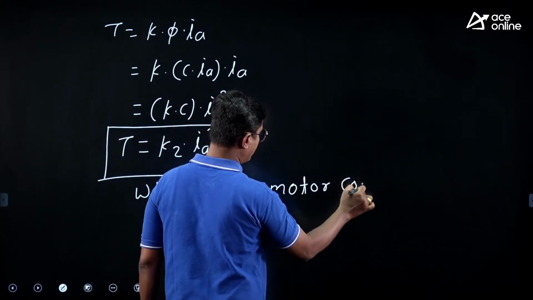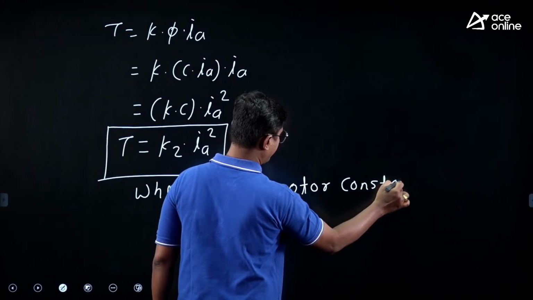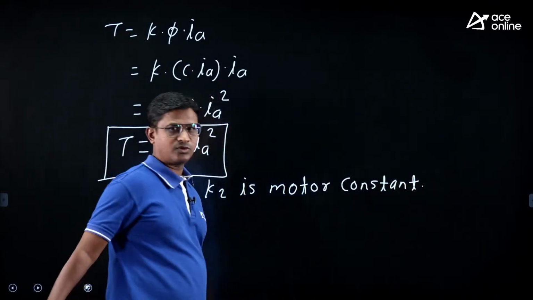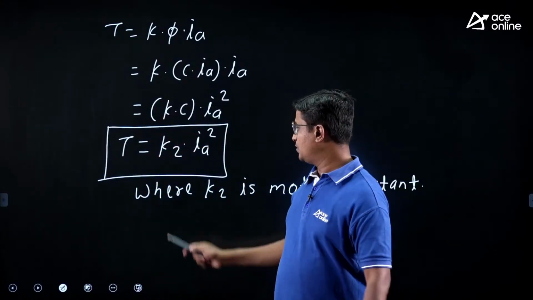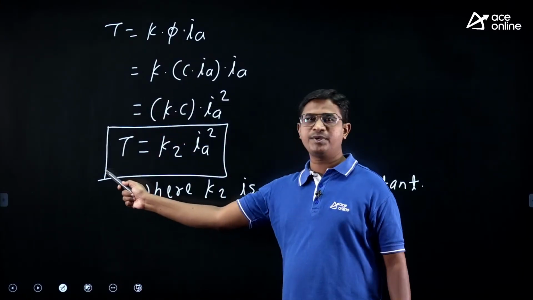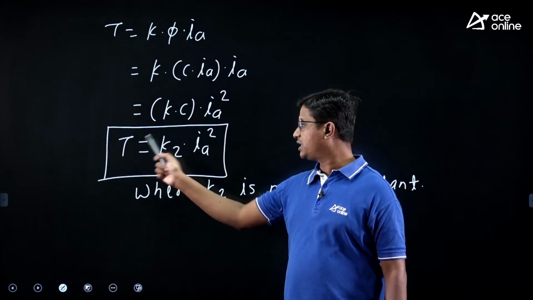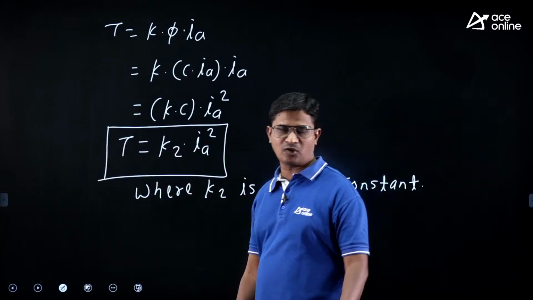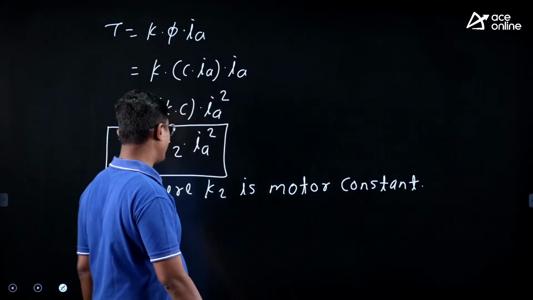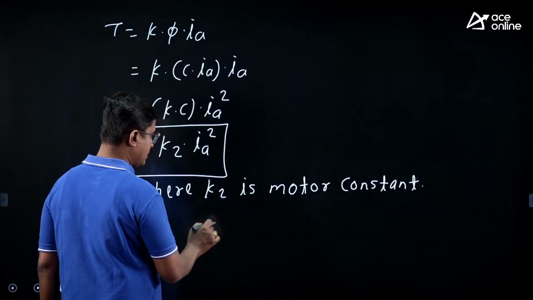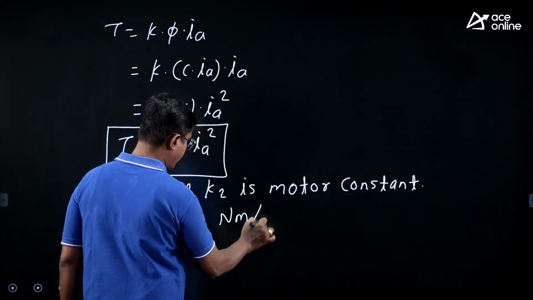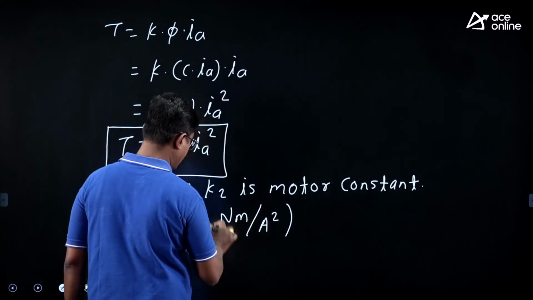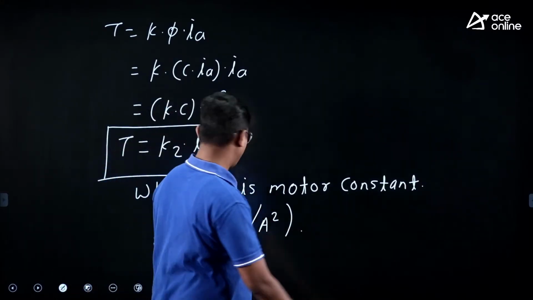K2 is a motor constant, right? What is the unit of K2? Yes, Newton meter per ampere square. K2 means T by Ia square. The unit of torque is Newton meter and Ia square will be ampere square. So, the unit is Newton meter per ampere square, right?